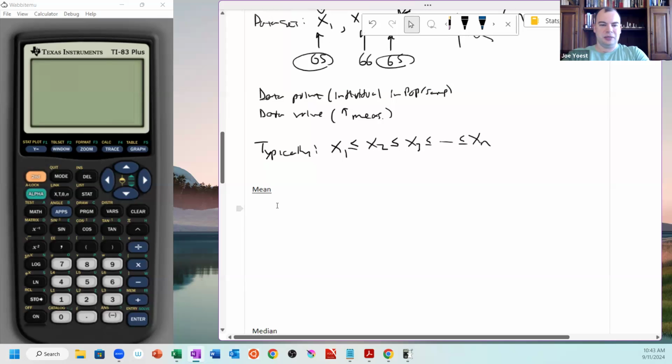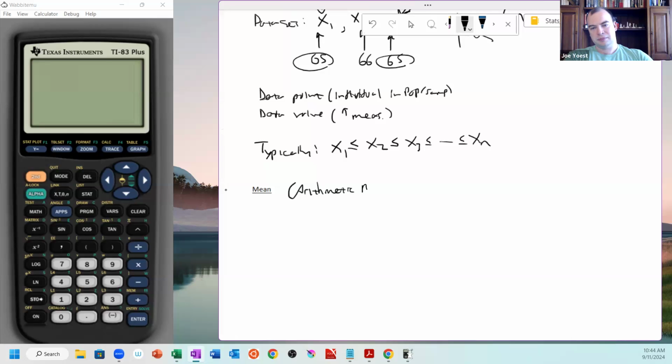Okay, so what is the mean? The mean, sometimes also called the arithmetic mean, or just the average. But if we just say mean, we typically mean the average or the arithmetic mean. It's just the average that I think everybody has computed at some point in their life.